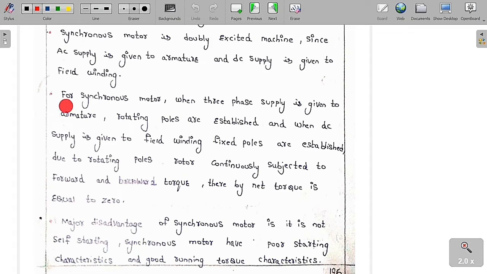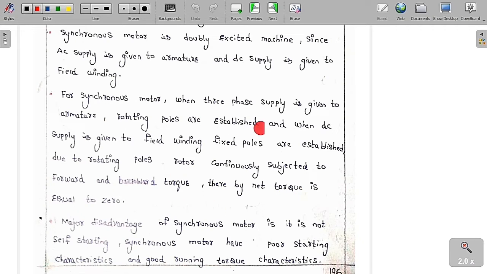So therefore we can say that for synchronous motor, when three-phase supply is given to the armature, the rotating poles are established, and when DC supply is given to the field winding, fixed poles are established. So because of this, due to rotating poles, the rotor is continuously subjected to forward and backward torque, thereby the net starting torque is equal to zero.